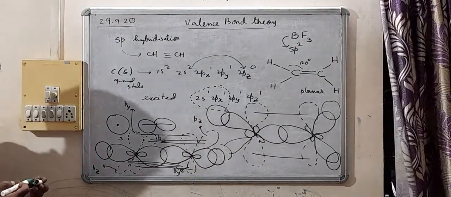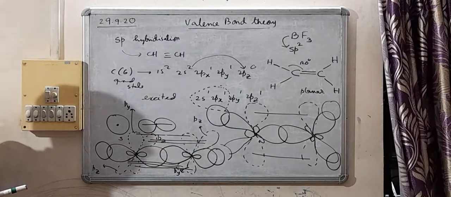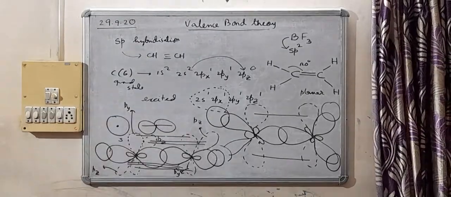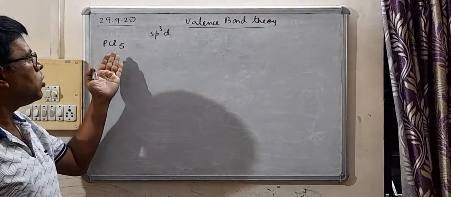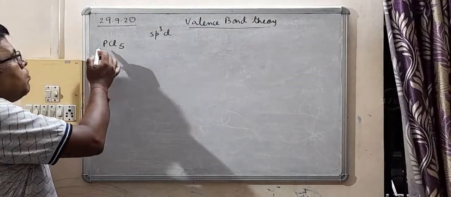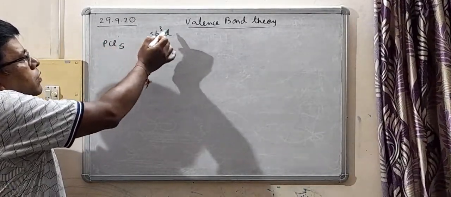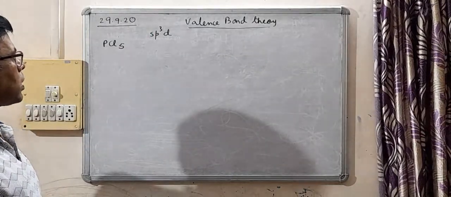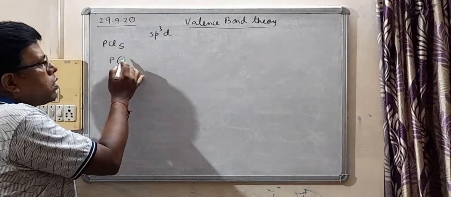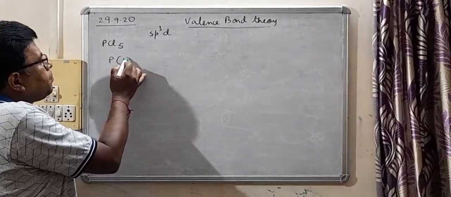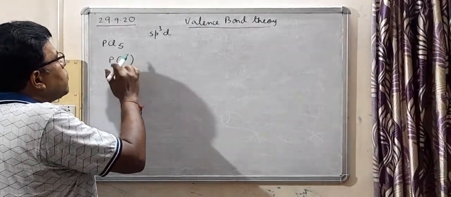So now let us take up the case of sp3d hybridization, the PCl5 molecule. We see here that in PCl5, the central phosphorus atom is sp3d hybridized. So how? Let us do it. First of all, phosphorus has atomic number 16. Not 16, it is 15.